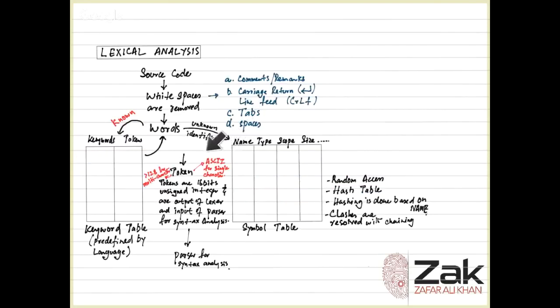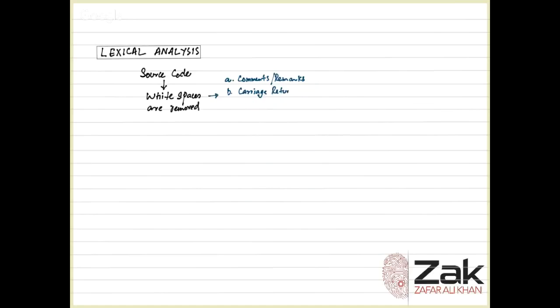Next, this is very important. This is just lexical analysis. Look at the commentary. So your source code is then checked. All the white spaces are removed. White spaces are comments or remarks, carriage returns, enter, and line feed going to the next line, tabs, and spaces. All these are removed because these are not required.